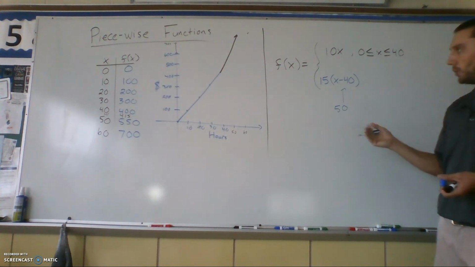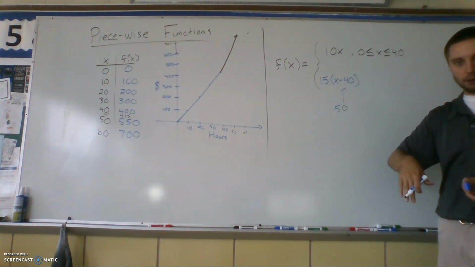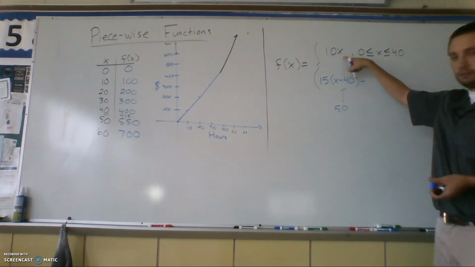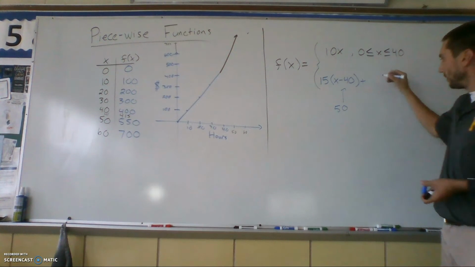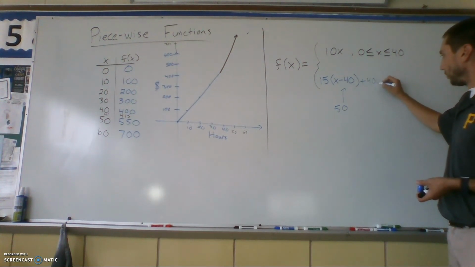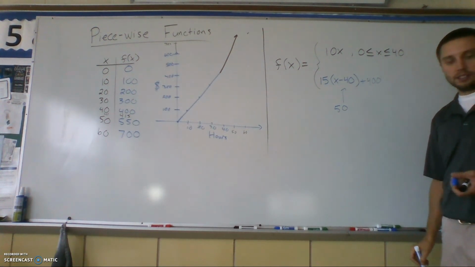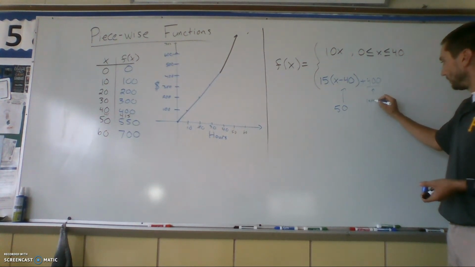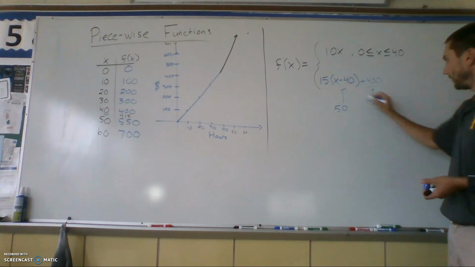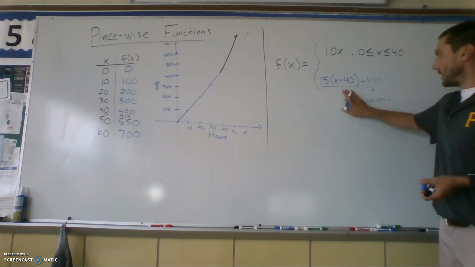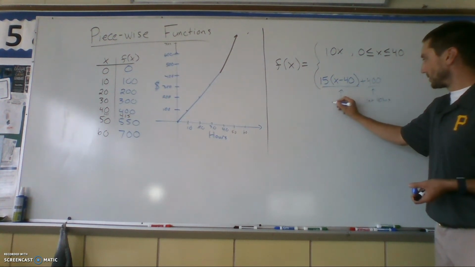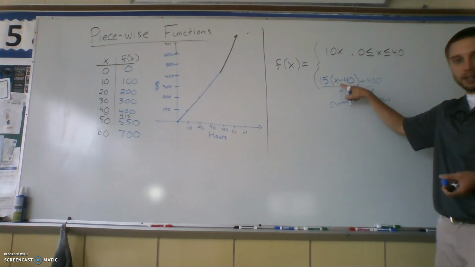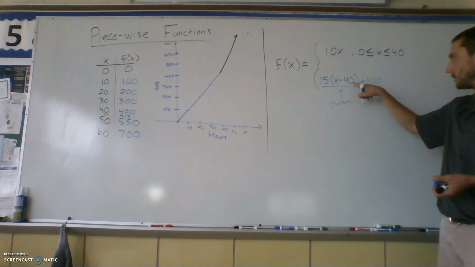Because this part gives me how much I made in overtime, but I also need to account for what did I make in the first 40 hours. So how much did I make in those first 40 hours? Well, in 40 hours, I made $10 an hour, so that'd be plus $400. So this is an equation that can work. So 400, this represents the first 40 hours, and then the 15 times x minus 40, this represents my overtime.